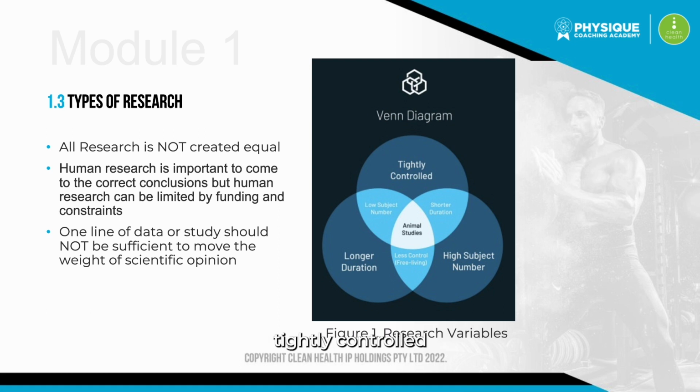If you want something tightly controlled with a high subject number, it's going to be pretty short duration. If you want a longer duration with a high subject number, it's going to be low control, i.e. free living. If you want a tightly controlled study with a longer duration, it's going to be a low subject number. And if you want long duration, tightly controlled, and high subject number, you'll have to do it in animals.